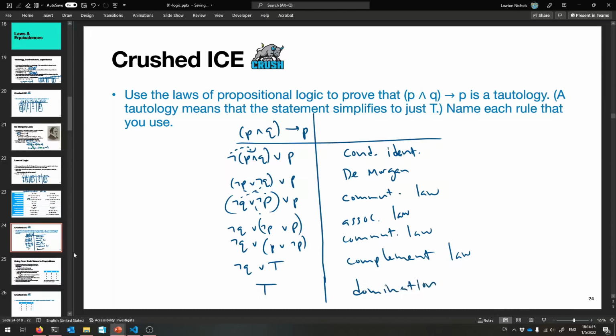And this is a proof. This is a way to justify that this is equivalent to this. We've said all of our steps. And so this is what I want you to be able to do. So yeah, pat yourself on the back if you got that one.